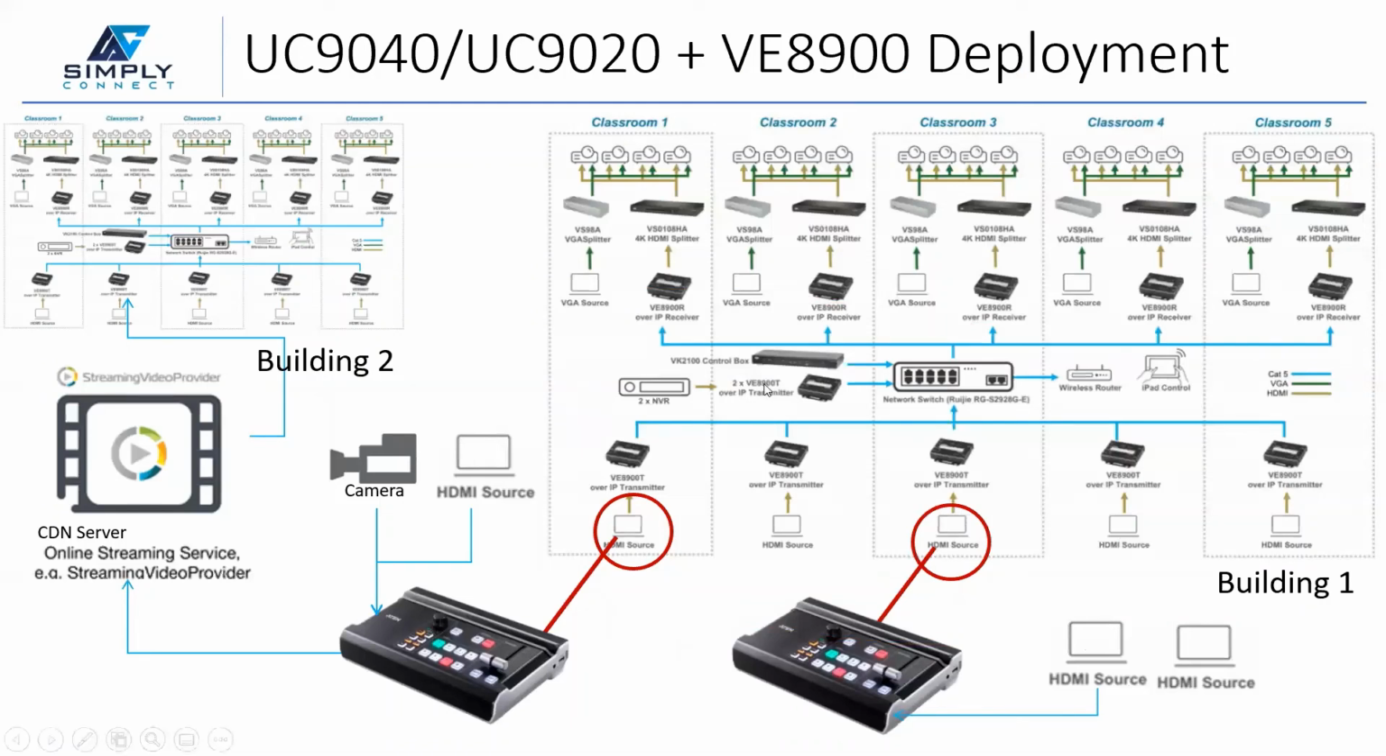This is in the event that you have multiple local classrooms, multiple clusters seeing the presentation of the lecturer, and also streaming out. So the use case is similar to the church setup. They use the video over IP for the broadcasting on the local network, and then the UC9040 is used to stream out.